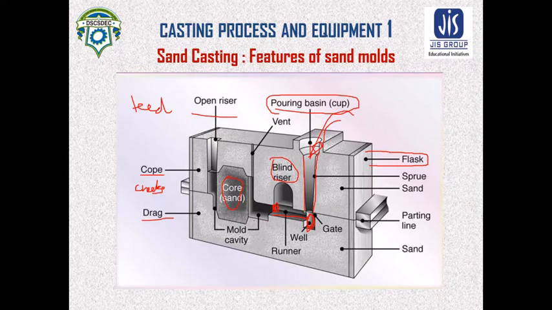Another thing that can be added here is the vent. Vent is added when the molding material has low permeability. When the molding material has low permeability, at that time a vent should be added to exhaust the gases that are generated due to interaction between sand and molten metal. So why is the vent used? The vent is used for exhaust of gases.